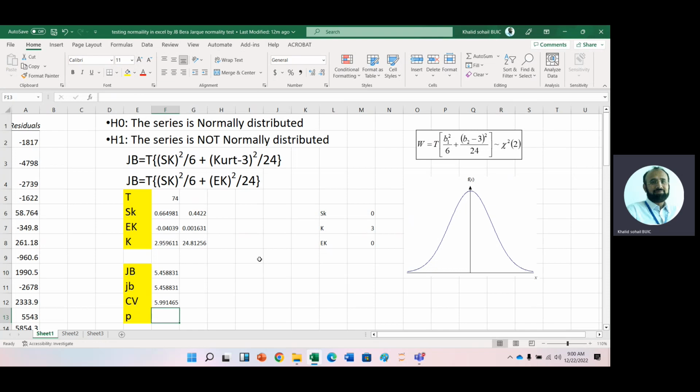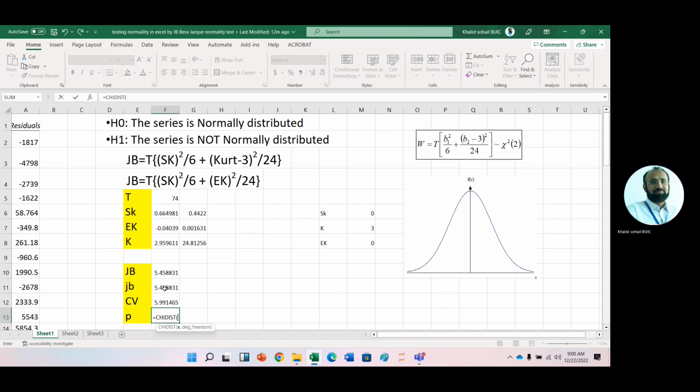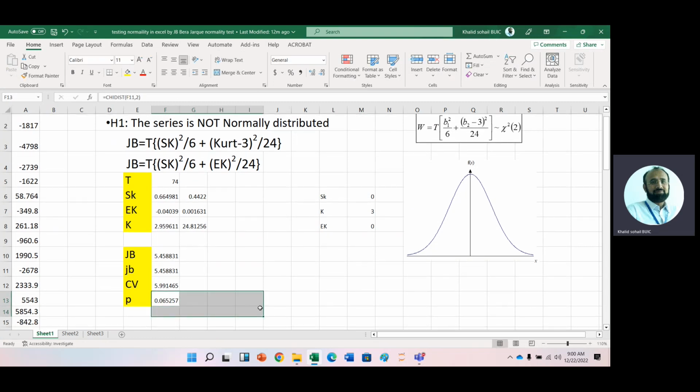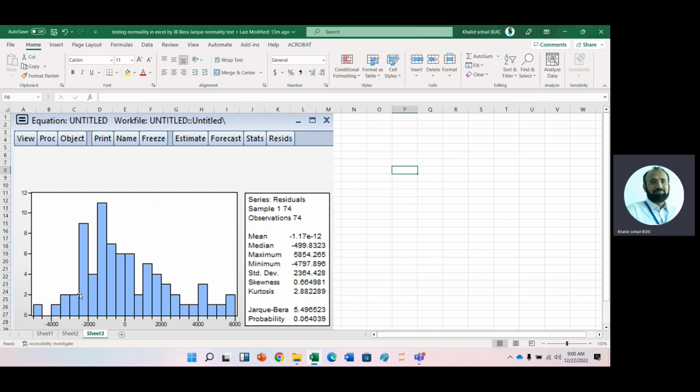We can check it with the help of p-values as well. So use the CHISQ.DIST.RT function, with the calculated value of the Jarque-Bera test and then 2 degrees of freedom. Again, you can see that we have 0.06. So it means that it is not significant at the 5% level. Again, we will accept our null hypothesis. And you can even compare this test with the output of EViews. It is the same, and you can see that the p-value is 0.064.